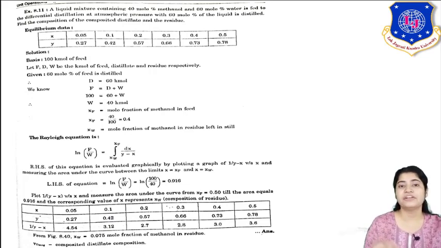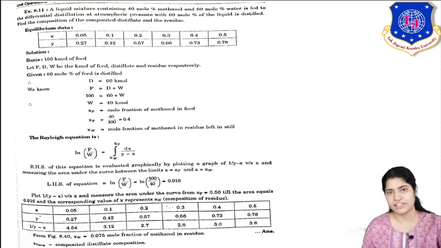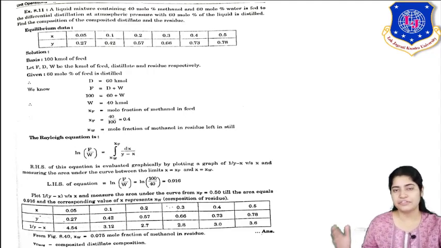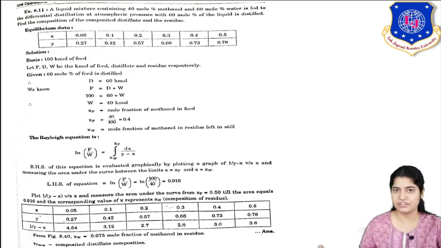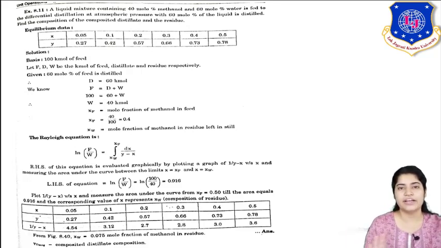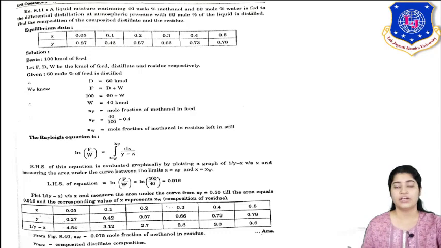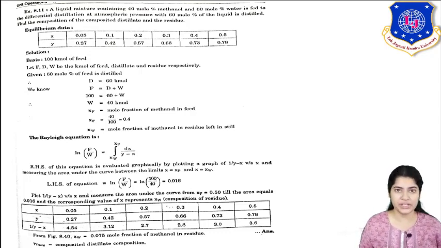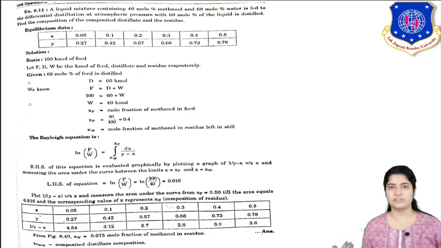Now see, differential distillation. What are the other names of batch distillation? Differential distillation, right? So this is a question of batch distillation. Learn the different names of batch distillation: batch and differential distillation. You have to be very thorough with the names. It is carried out at atmospheric pressure. But see how they have given that 60 mole percent of the liquid is distilled. What does the question try to say? That from your feed amount, 60% has been distilled.